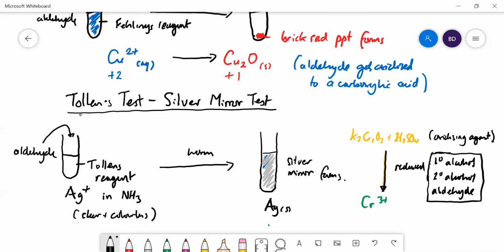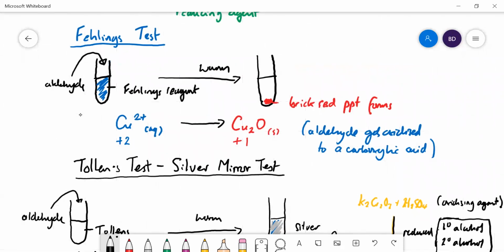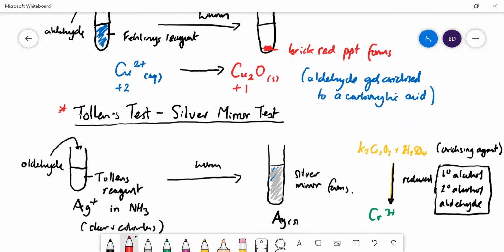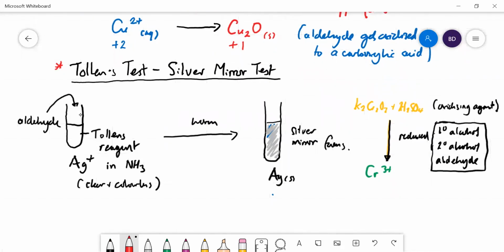Whereas with Fehling's and Tollen's, these are just for aldehydes only. They won't react with primary or secondary alcohols. So they are specific tests for aldehydes. Okay, I think we'll leave that there.